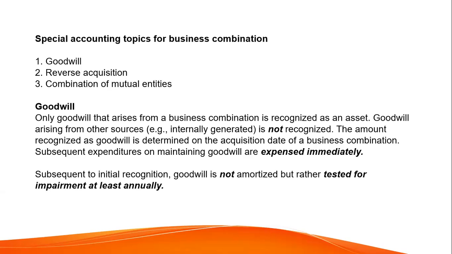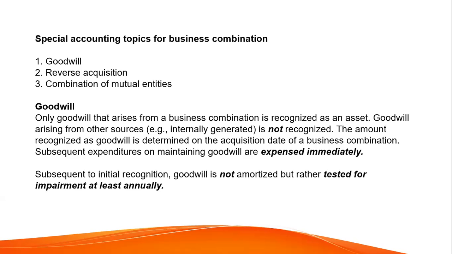Subsequent to initial recognition, goodwill is not amortized, but rather tested for impairment at least annually. In other words, at the end of the year, you may determine the value of the goodwill. And if there is any reduction, then you have your impairment loss. In other words, you have to test the value of goodwill at the end of the year, though you do not amortize it anymore.